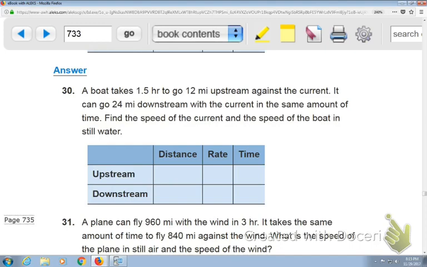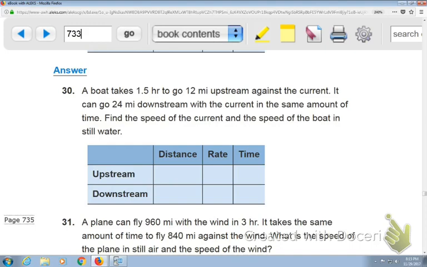A boat takes 1.5 hours to go 12 miles upstream against the current. It can go 24 miles downstream with the current in the same amount of time. Find the speed of the current and the speed of the boat in still water.